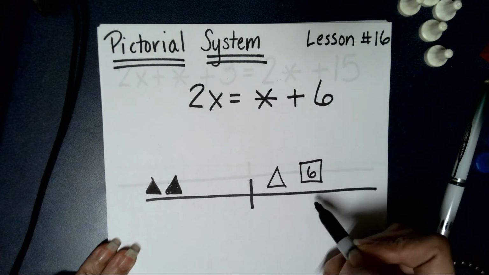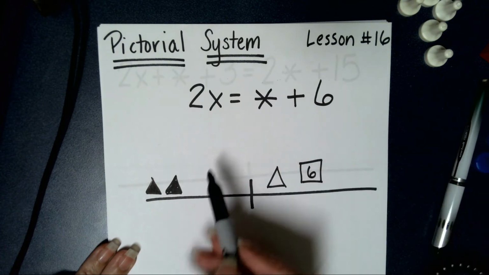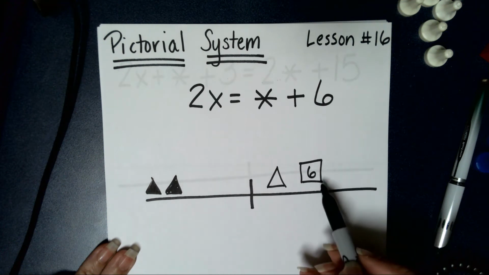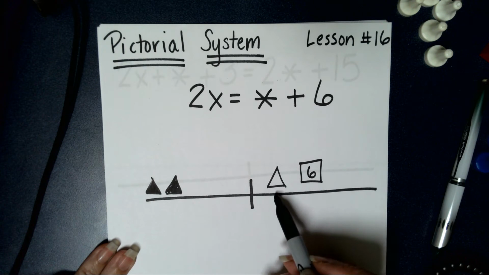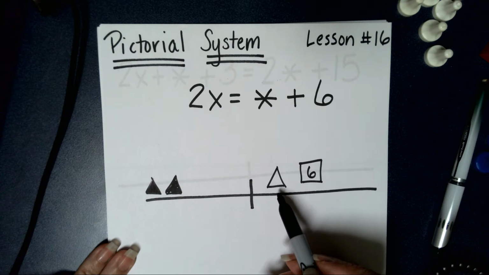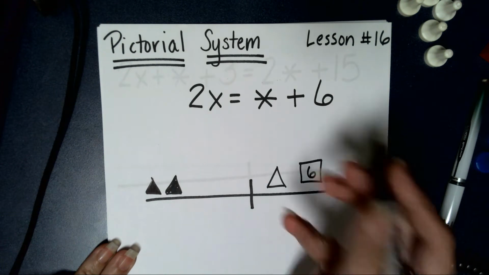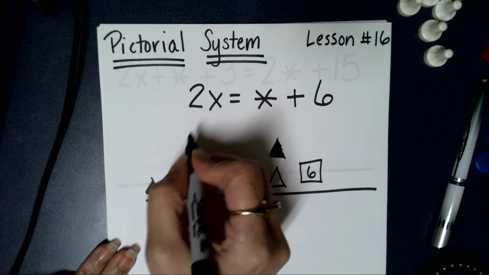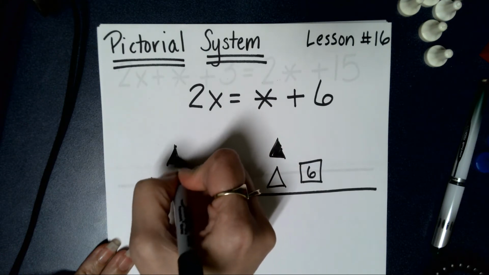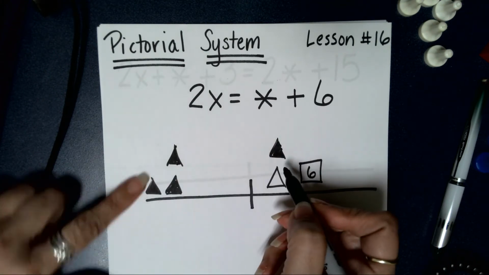So we know that we have a number cube on the right, but we do not have a number cube on the left. That means we're going to keep this number cube right where it's at, and we need to get rid of whatever is with that number cube, in this case a star. So how do I get rid of a star? Well, I need to create a zero pair. So in order to do that, I'm going to need a pawn on this side. If I add a pawn to this side, I also have to add one to the other side. So I just added a pawn to each side.